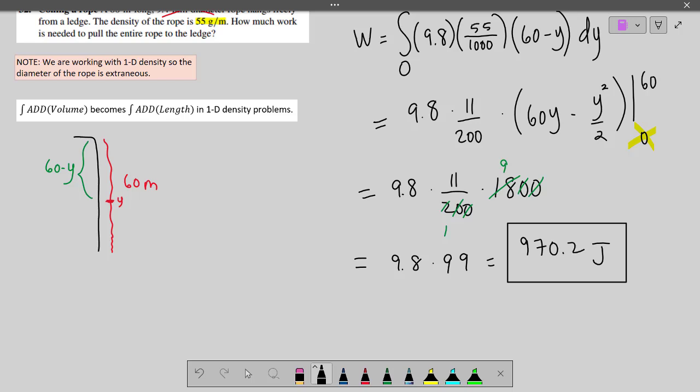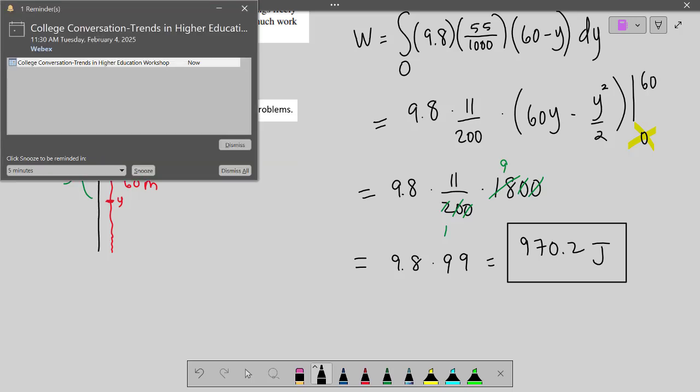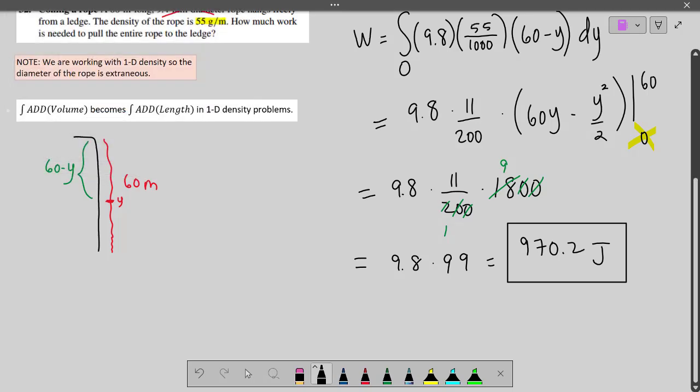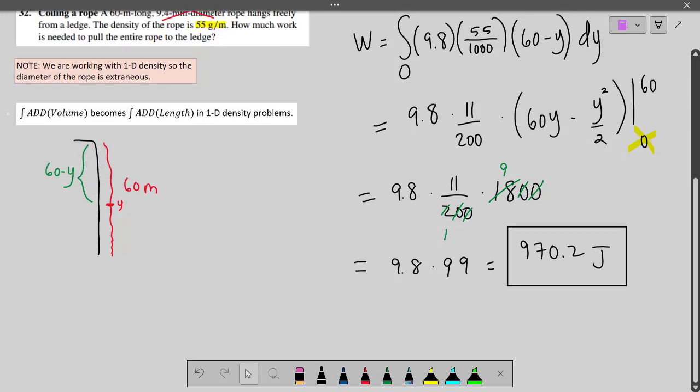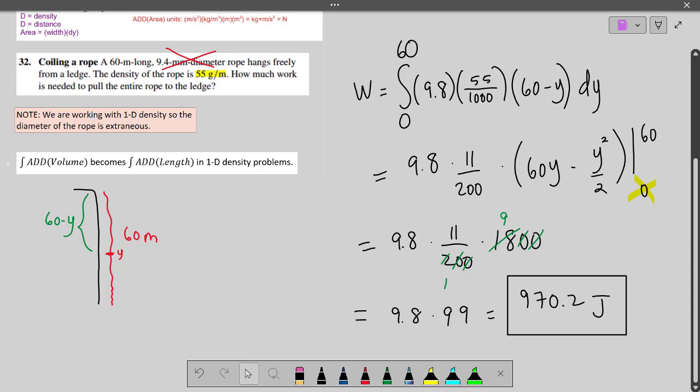970.2 joules. If we wanted to turn it to a fraction, we could, but that's still exact. So with the 2 dimensions missing, the integrand actually becomes easier, but there's a little bit more subtlety in understanding each of the pieces of our acronym.